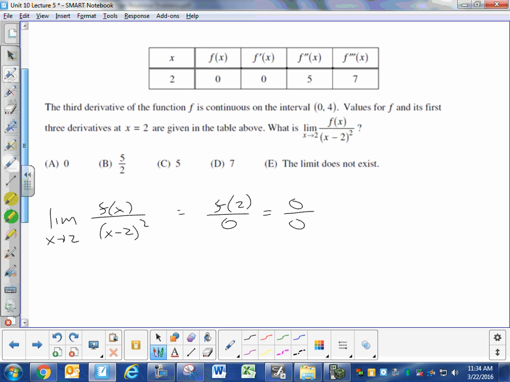If you get this, that means this limit is indeterminate. That means you need to use L'Hopital's rule. Take the derivative of the top and the derivative of the bottom, and then find that limit at 0. Yeah, so you do double and double.